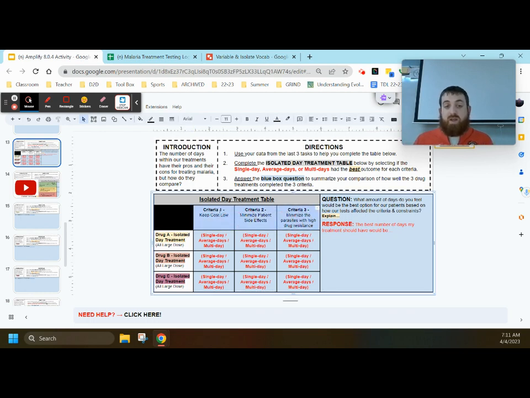So here are our three criteria: keeping cost low, minimizing patient side effects, and minimizing drug resistance. You're going to tell me for drug A, when we isolated the days, was it the single day, the average days, or the multi-day treatment that kept the cost the lowest? Was it the single, average, or multi-day treatment that kept the side effects the lowest? And was it the single, average, or multi-day treatment that kept the parasite resistance the lowest? You'll need to tell me what those outcomes were for A, B, and C, and then tell me what you think the best overall was.